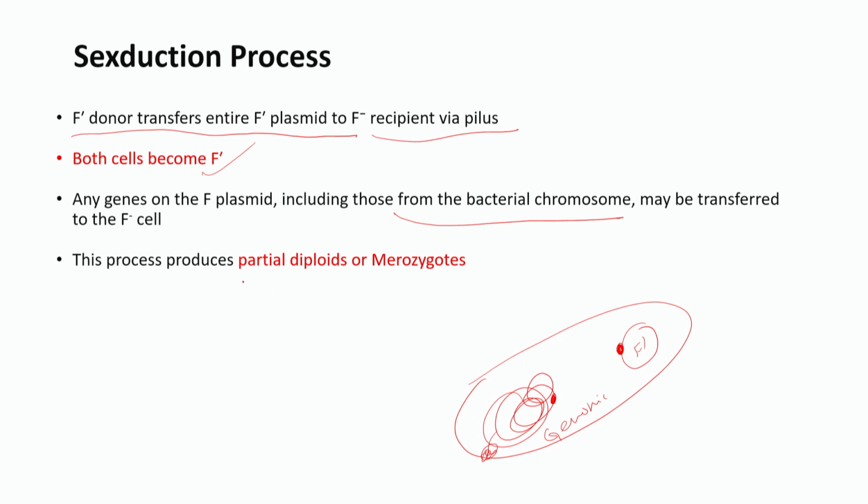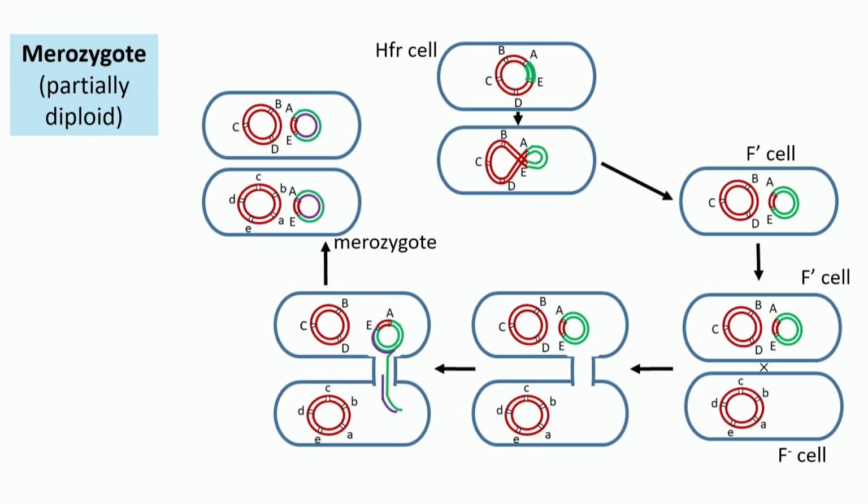And there is a specific term used for these partial diploids. Why partial? Because only the few genes present on this F prime will be in diploid form. They are also known as merozygotes. So what are merozygotes and how are they formed? This has been shown in this diagram. You can see there is an Hfr cell where the F factor is integrated into the bacterial genome, and because of the imprecise excision, you have this F prime cell where a small part of the bacterial genome becomes part of the F factor, right?